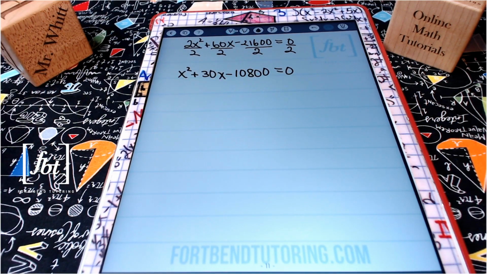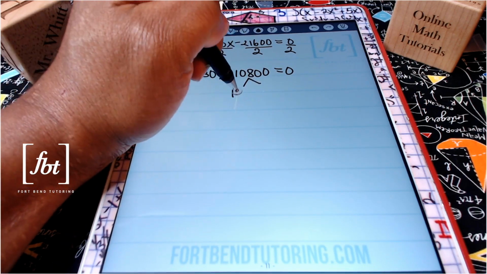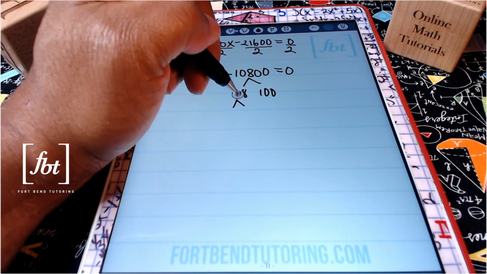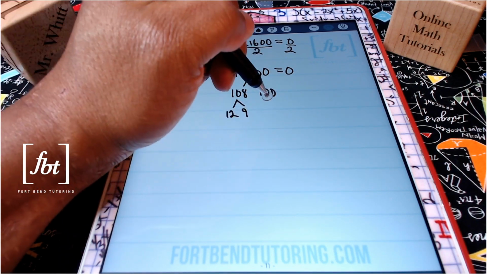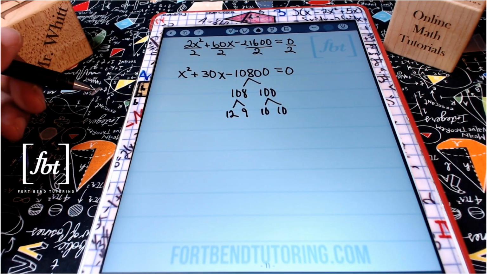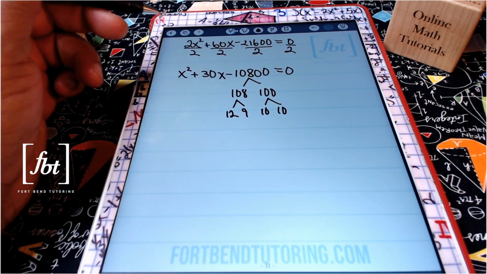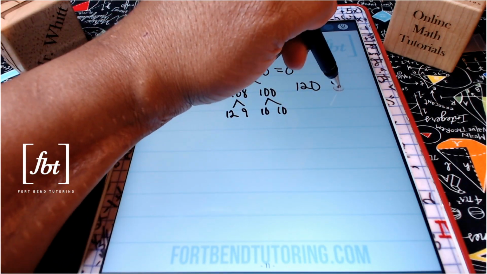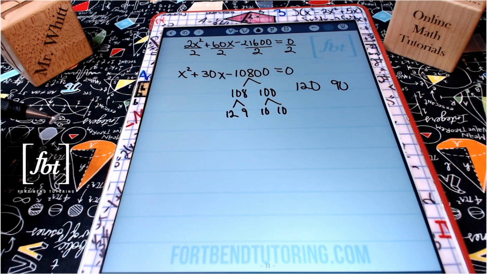You'll be looking for two factors of 10,800 that will subtract to give you 30. If you're not familiar with the number 10,800, well, you can start by breaking it up into 108 times 100. Okay. From here, let's break up the 108 into 12 times 9, while we'll break up the 100 into 10 times 10. Okay. And let's check this out, guys. If I multiply 12 times 10, I'll get 120. And then multiplying 9 times 10, I get 90. Well, that gives me two factors of 10,800 that'll subtract to give me 30 now, won't it?